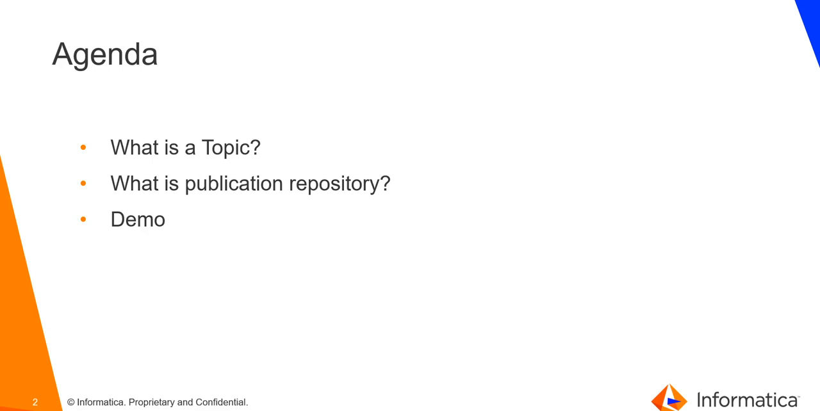Cloud Integration Hub stores data in a publication repository in a structure that represents the structure in which you want to keep the data. Let's move on to the demo.